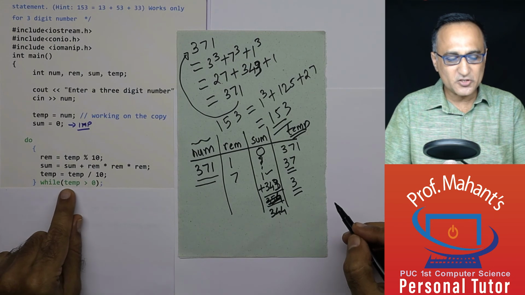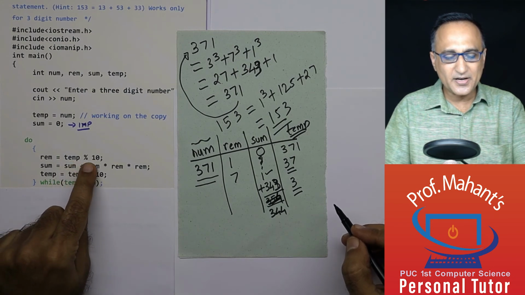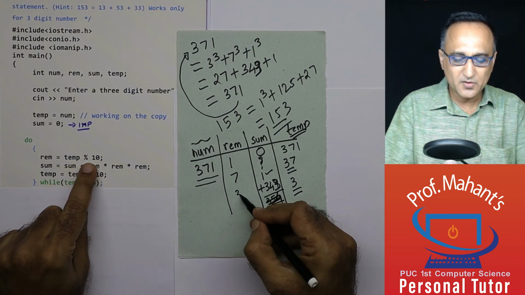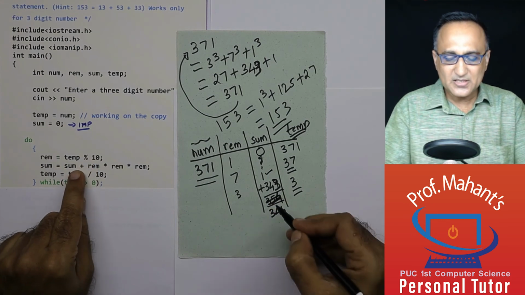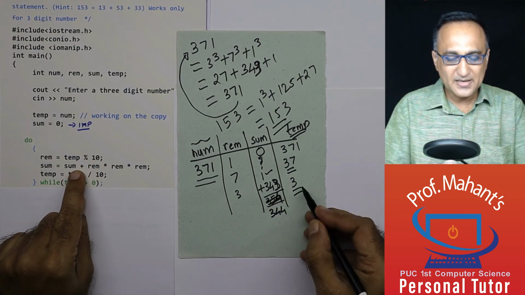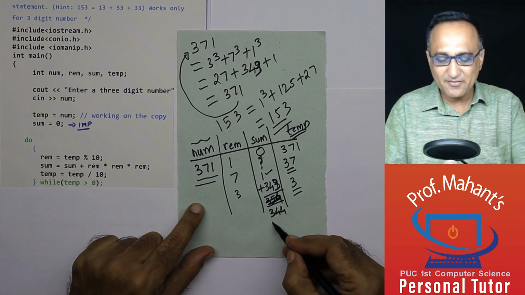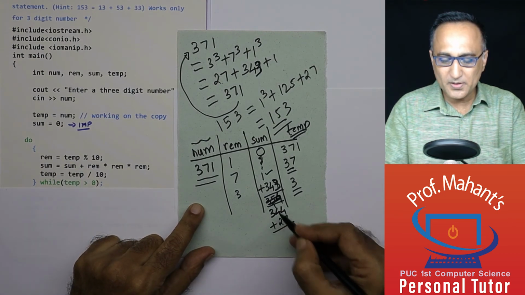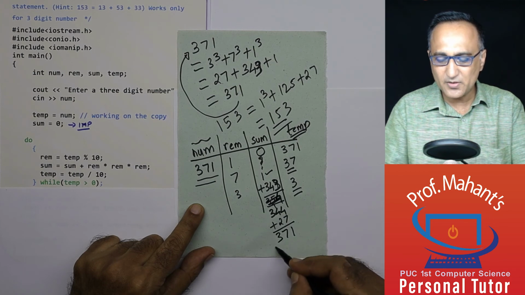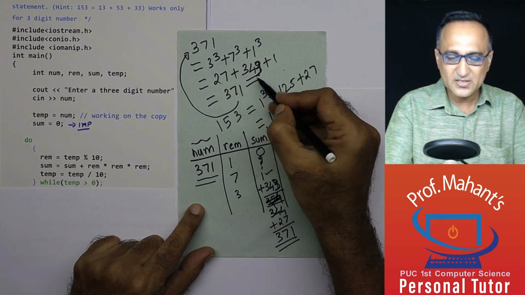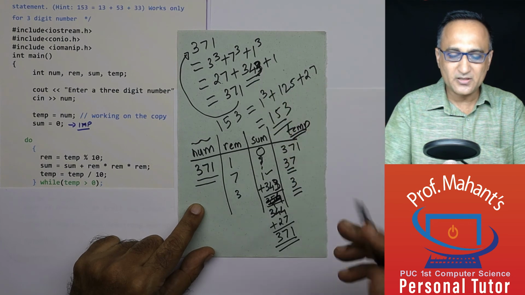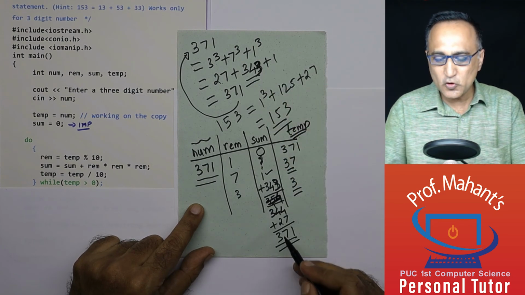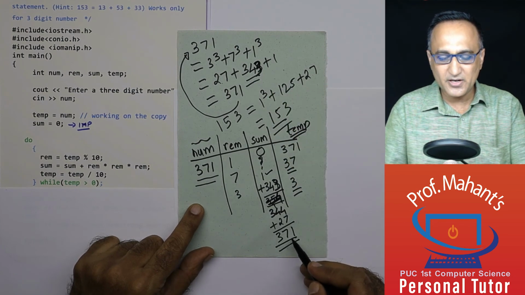3 is greater than 0 is true. Remainder is 3 divided by 10, the remainder happens to be 3. Sum is 344 plus 3 cube, which is 27. Adding these up, we now get 371. Pardon me for this, 7 cube is 343, not 349. So now if you add all of this, you're getting 371.